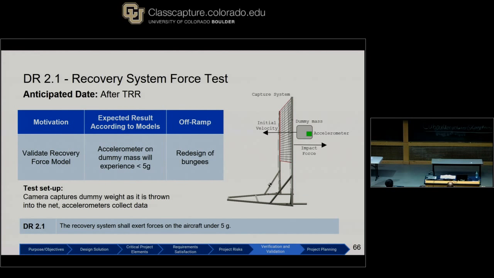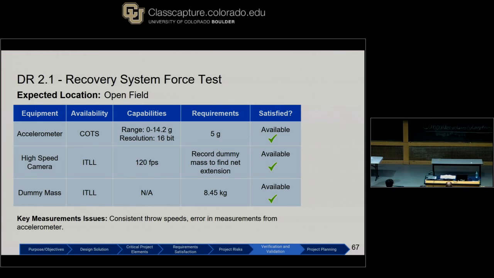Next, we would like to validate the forces felt by our UAV upon recovery. We will perform this test by having our full-scale capture system with a dummy mass, again the weight of our UAV, with an accelerometer. The accelerometer will verify the forces felt on the dummy mass upon capture. And we will use a high-speed camera as a backup to verify the extension by the net and the speed felt by the dummy mass.